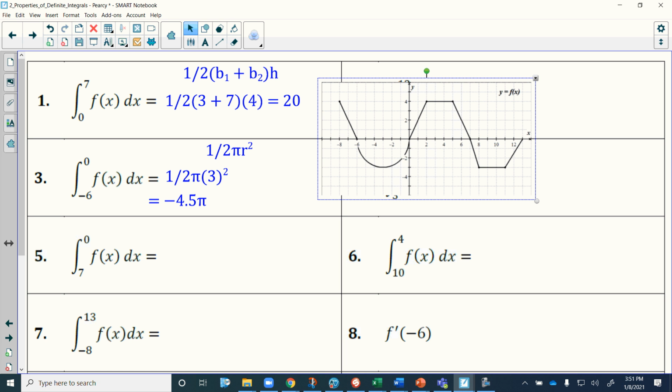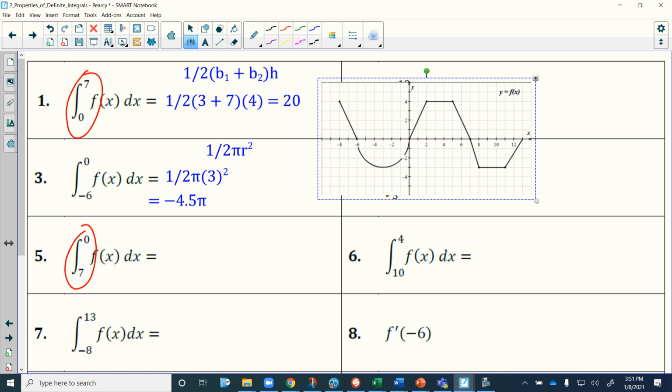It is absolutely possible for the interval to be backwards like this. However, when the interval is backwards like this, generally what we're going to do is take the same area from 0 to 7, which we've already got in problem number 1. Okay, so from 0 to 7 and from 0 to 7, it's the same area of the trapezoid.